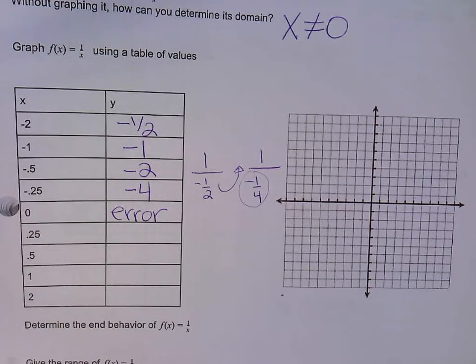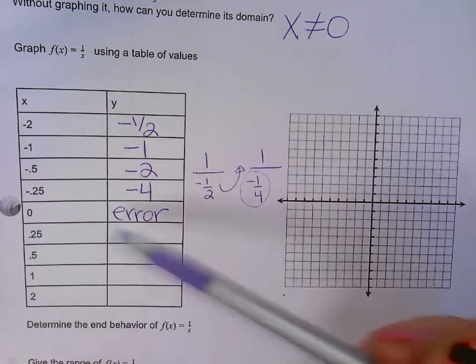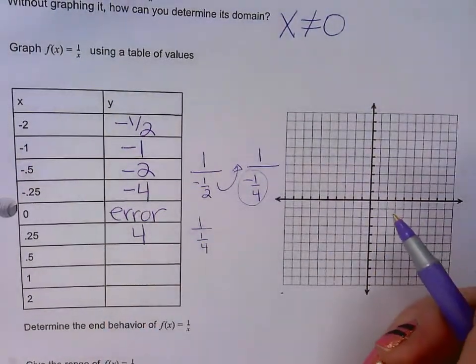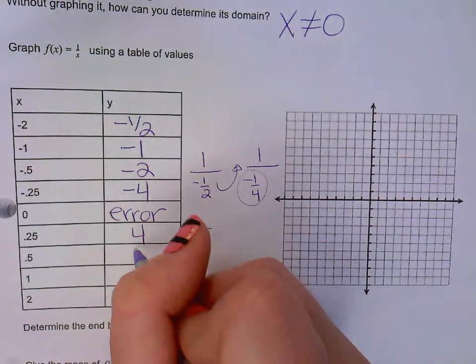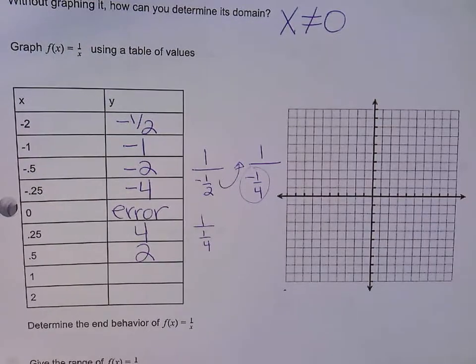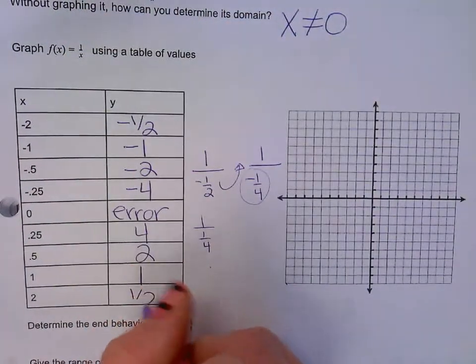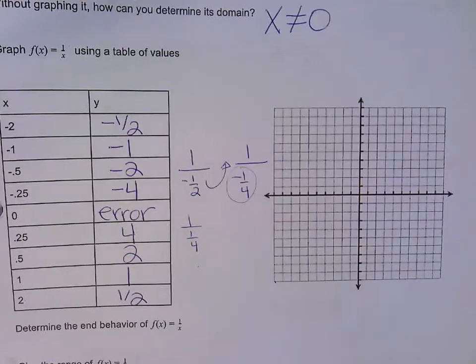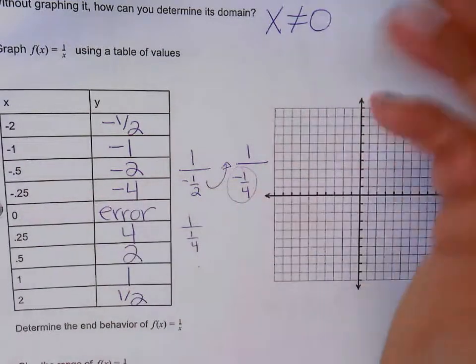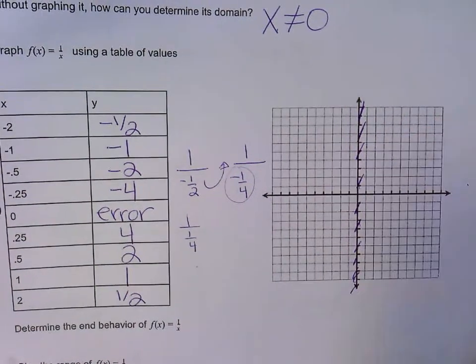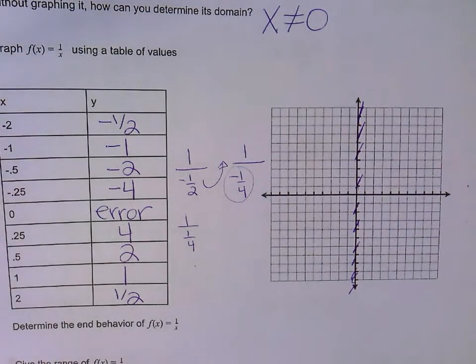And then, isn't this going to be symmetrical? So if I divide by 1/4, I'm going to get +4. If I divide by 1/2, I'm going to get +2. 1 divided by 1 is 1. 1 divided by 2 is 1/2. So it's a symmetrical graph over the origin. So let's plot those points. So error at 0 means that there's actually this kind of dotted asymptote at the y-axis. So you can't touch the y-axis. So plot those points and see what your graph looks like.